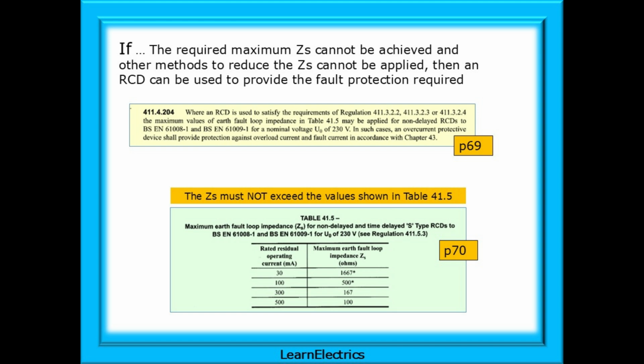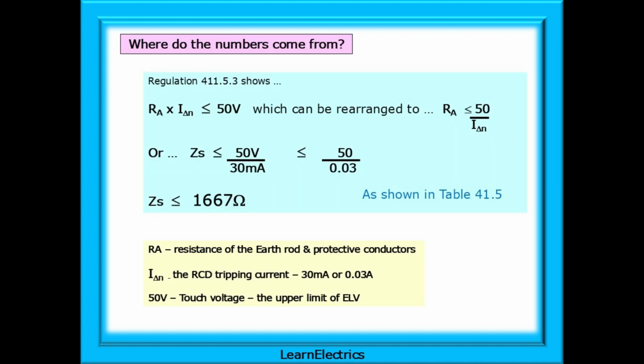Pause the video and take a moment to look at regulation 411.4.204 on page 69. But then we ask, where do the numbers come from? How do we get 1667 ohms? Look at regulation 411.5.3, which makes reference to earth electrodes and 50 volt touch voltages, since it is most often in TT systems that we cannot achieve the required ZS by normal means.